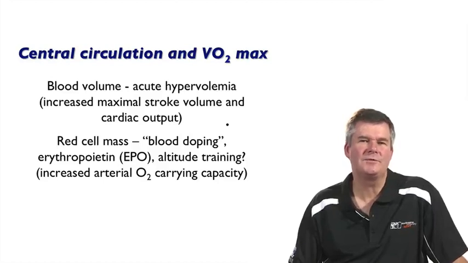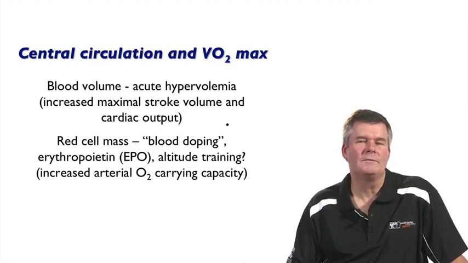Over the years, there's been some interest in interventions that are aimed at increasing the red cell mass. Blood doping, which involves the removal of a small volume of blood, storage in appropriate chemicals, and then reinfusion to increase the blood volume and increase the red cell mass, has been associated with an increase in VO2 max and an increase in exercise performance. And it has been outlawed by various sporting authorities as a form of doping.